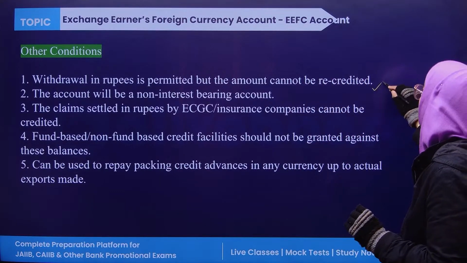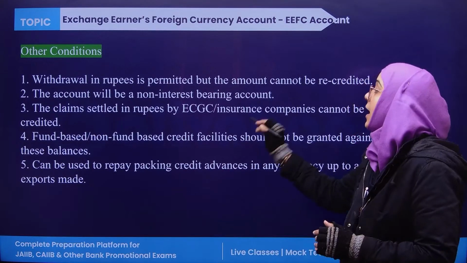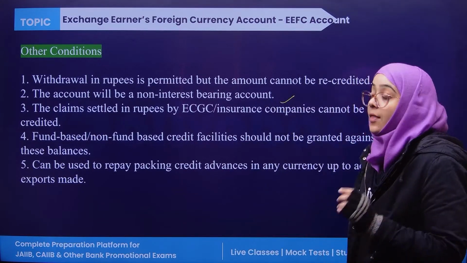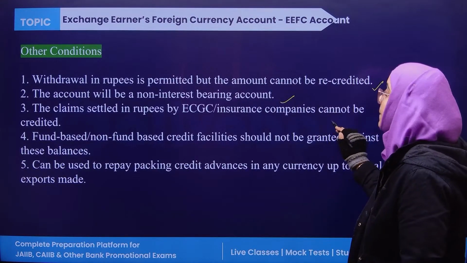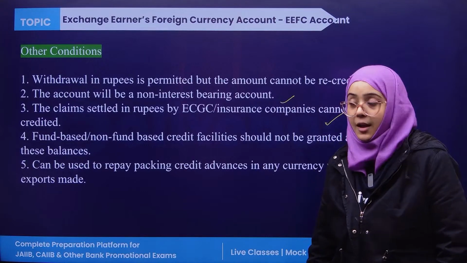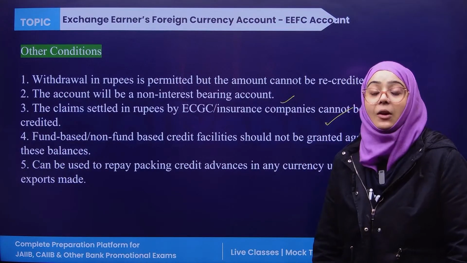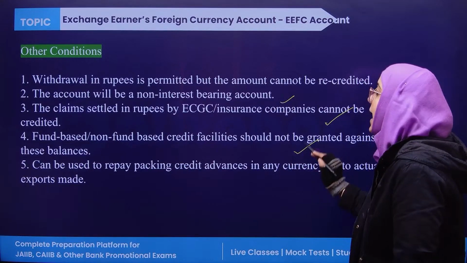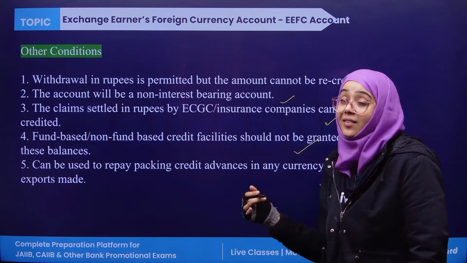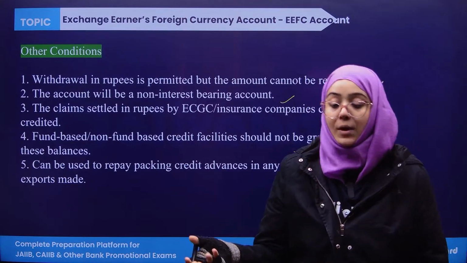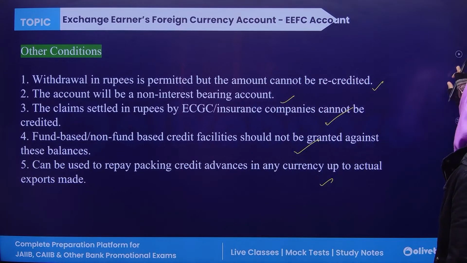Next, other conditions for holding this account. First of all, withdrawals in rupees are allowed, but you are not allowed to recredit this amount. Okay, now this is a current account, so it is a non-interest bearing account. The claim by any export credit guarantee corporation or insurance company cannot be credited under this account. Fund and non-fund credit based facility should not be granted against this balance, and this cannot be used for repaying banking credit advances. So these are some of the other conditions for holding this EEFC account. Clear?